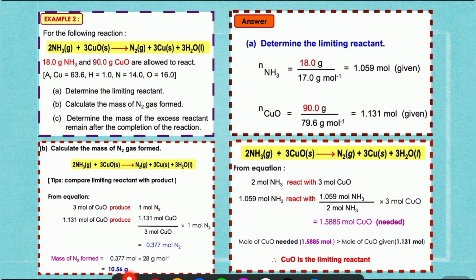If there are 1.131 moles of copper oxide, it will produce 0.377 mole of nitrogen gas. This value multiplied by this value, divided by this value. Once you get the mole of the nitrogen gas, next you can get the mass of the nitrogen gas. The formula is this one, mole multiplied by the molar mass, then you will get 10.56 gram.